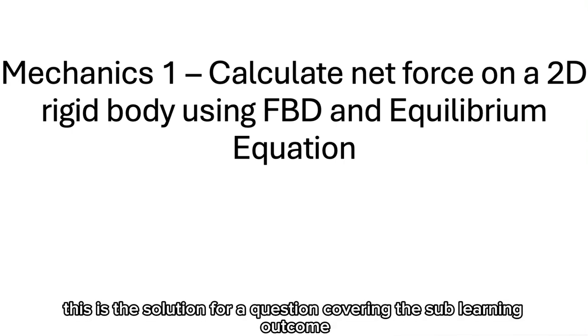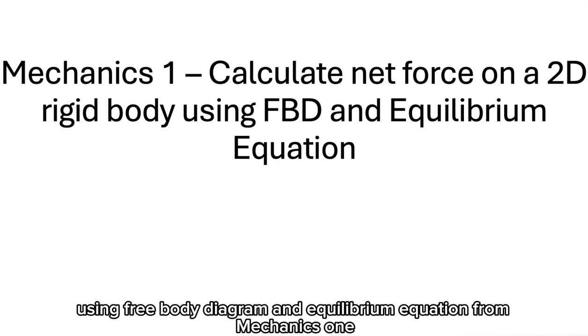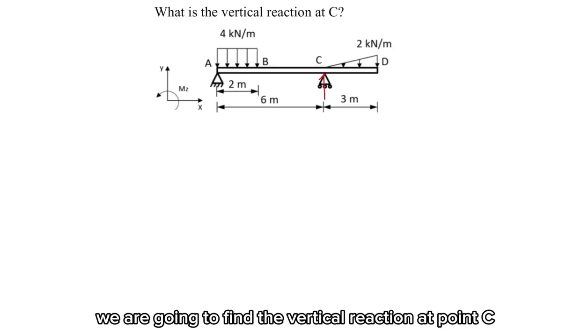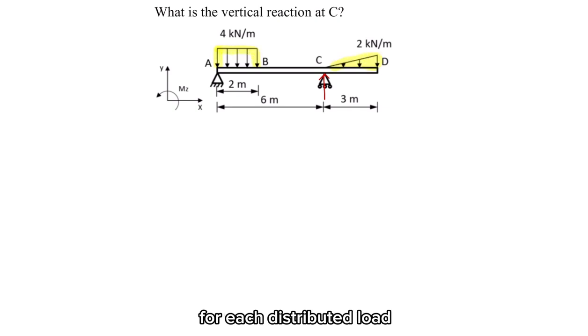This is the solution for a question covering the sub-learning outcome: Calculate net force on a 2D rigid body using free body diagram and equilibrium equation from Mechanic 1. We are going to find the vertical reaction at point C in this question. Our first step is to find the force equivalents for each distributed load.